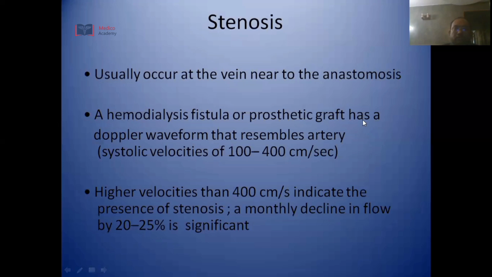Stenosis usually occurs at the vein near the anastomosis. A hemodialysis fistula or prosthetic graft has a Doppler waveform that resembles an artery with a systolic velocity of 100 to 400 cm per second. Higher velocities, more than 400, indicate the presence of stenosis. A monthly decline in flow by 20 to 25% in the follow-up ultrasound is significant.